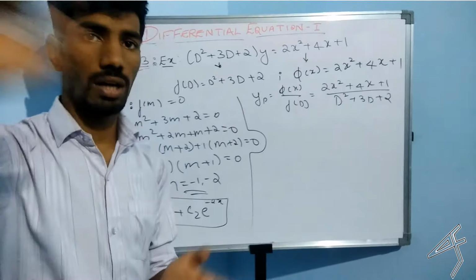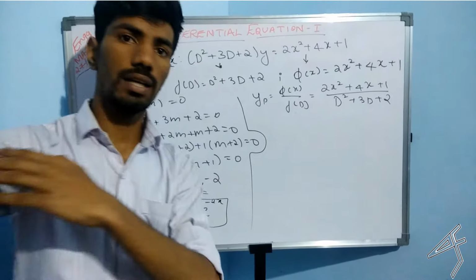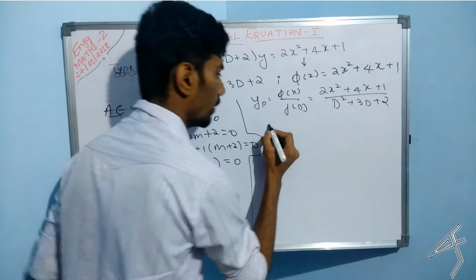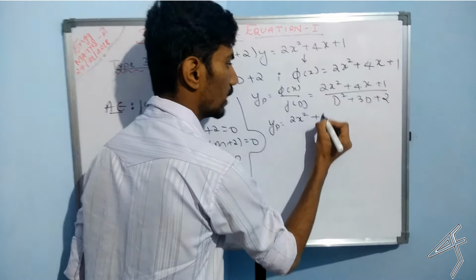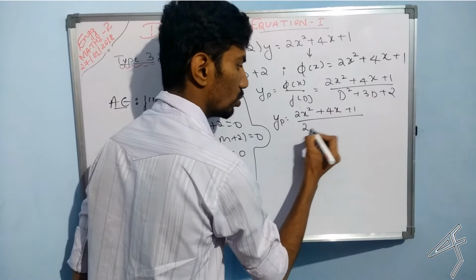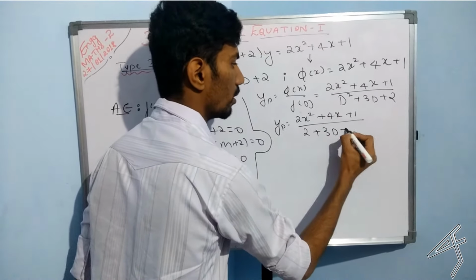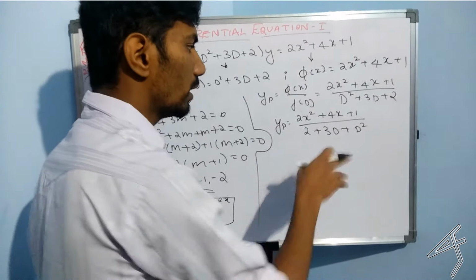Write it in decreasing order, like constant, then x term, then higher degree of x, then the next higher degree of x. Understood? So our yp will be equal to 2x square plus 4x plus 1 divided by 2 plus 3D plus D square. Always write this function in these terms. Now we will divide it.